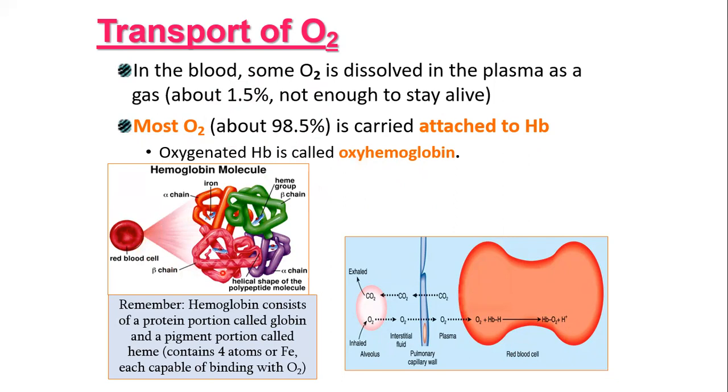This is just a reminder of the structure of the hemoglobin molecule. It consists of 4 globin chains, which are protein chains, 2 alpha and 2 beta, and the heme group, which is a pigment part, a non-protein part, with an iron ion at the center of each heme group that will bind to oxygen. That's why each hemoglobin molecule can carry up to 4 molecules of oxygen only.